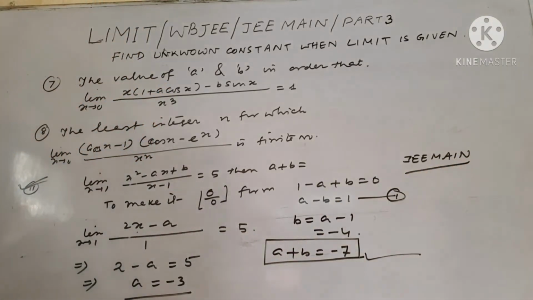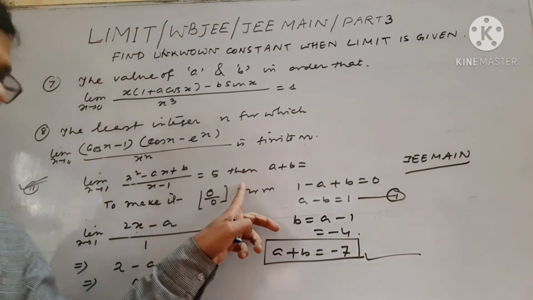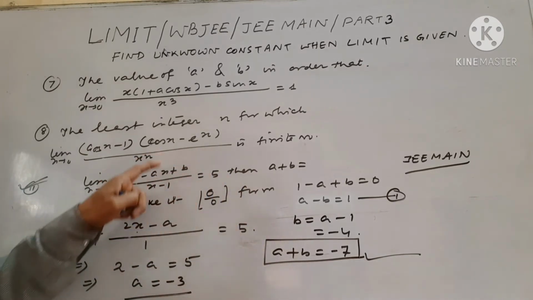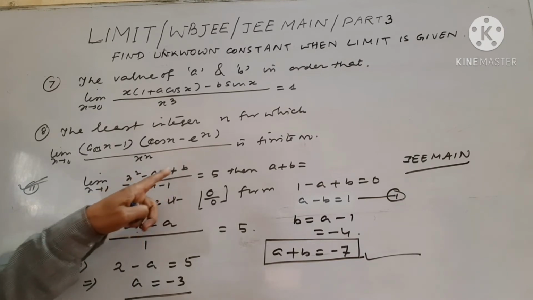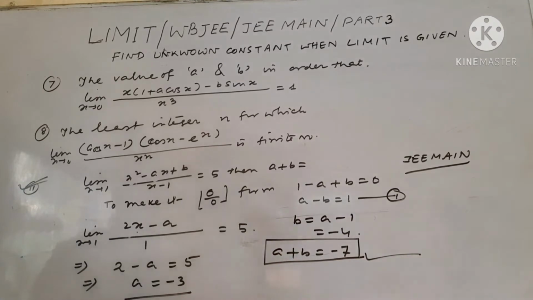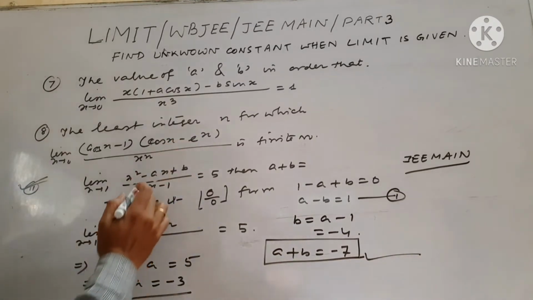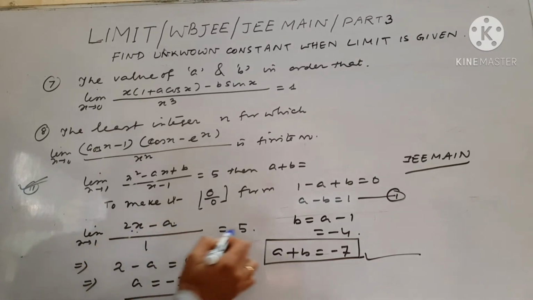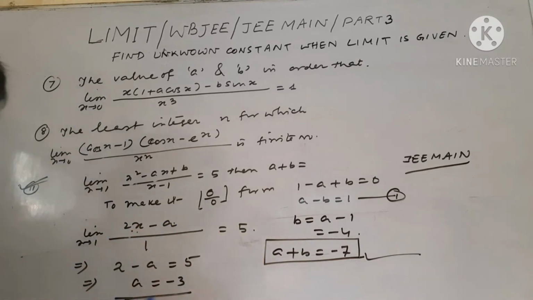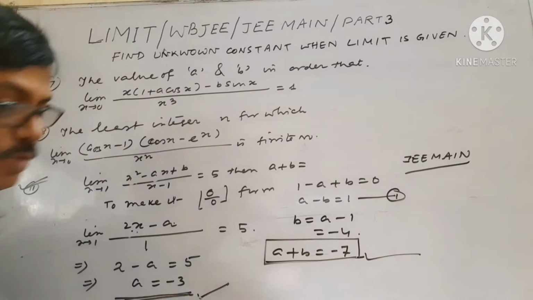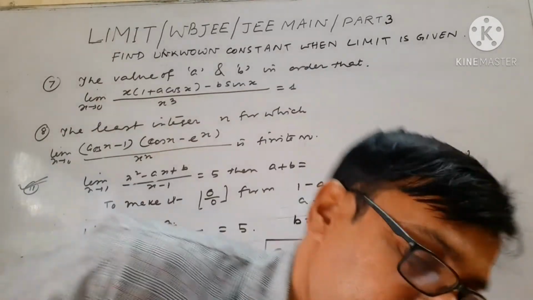So listen again. Value is 5. If it is 0 by 0 form, the denominator is 0. To make the numerator 0, 1 minus a plus b equals 0, so a minus b equals 1. Now if it is 0 by 0, we can use L'Hospital rule: 2x minus a by 1 equals 5. Put the value of x and we get a is minus 3. So solving we get a and b. Now a plus b equals minus 7.